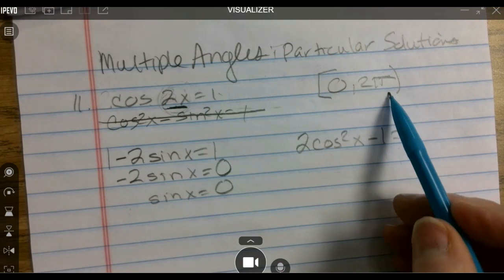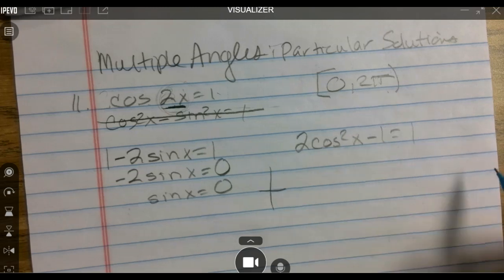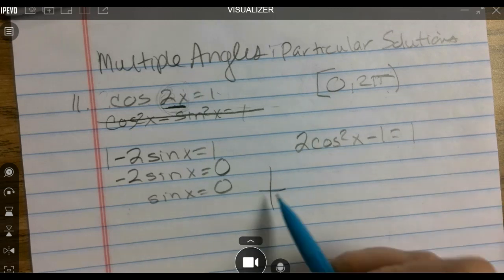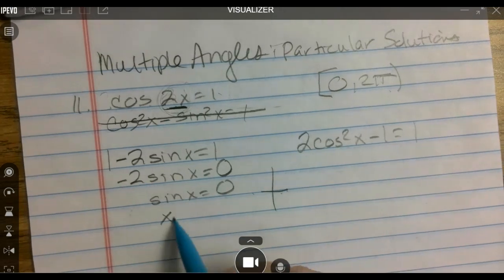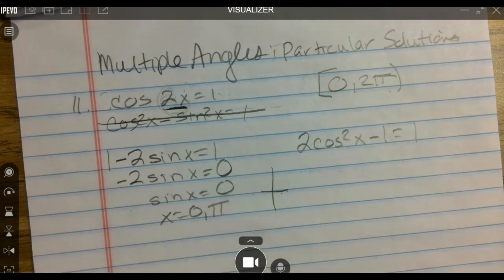So where is the sine 0 between 0 and 2 pi? Zero and pi, and if it was included, I would also say 2 pi, right? But I can't, so I'm going to say that x is 0 and pi. Done. We solved our first multiple angle problem. And honestly, the only one that I can solve with a formula.